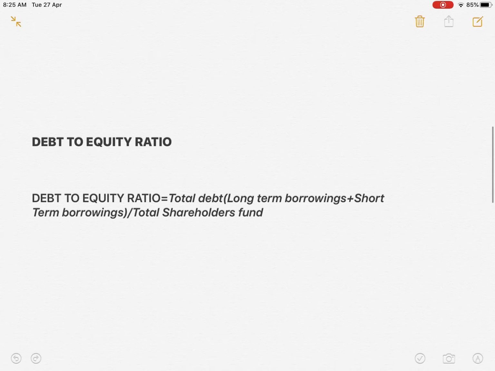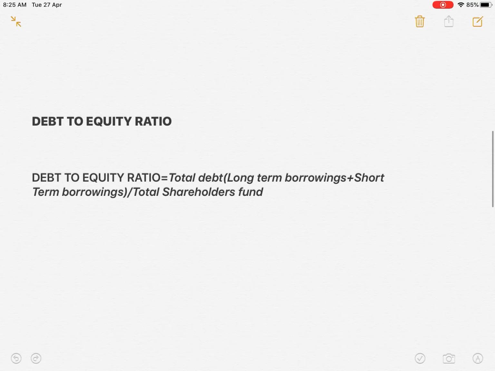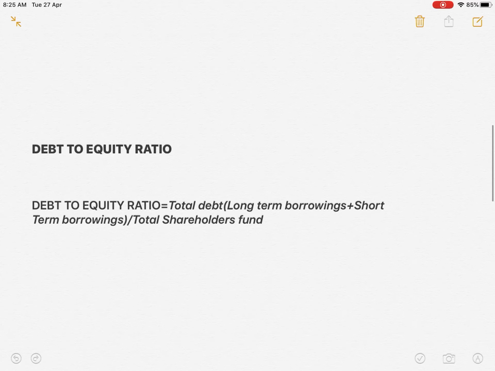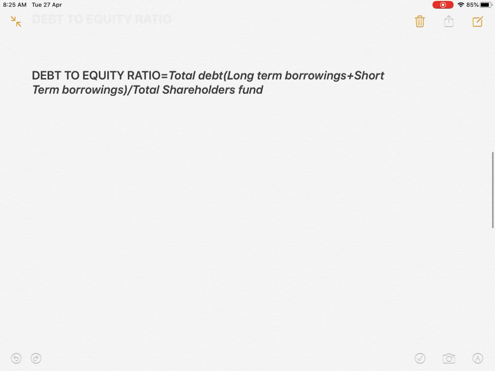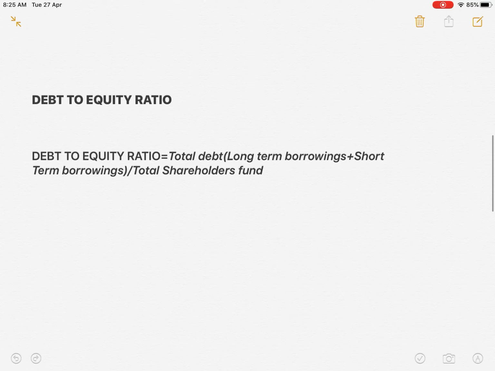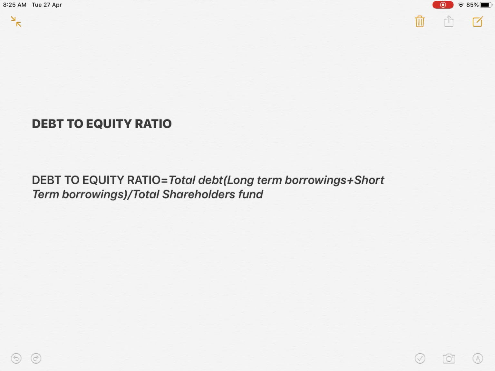It is very simple. We have to calculate total debt, that is long term borrowings plus short term borrowings, divided by total shareholders' fund. And the most important thing is why the debt to equity ratio is important. It is important because it indicates the stability of a company and its ability to raise additional capital to grow. If a company has high debt, there is a high chance that the company can go bankrupt in an insolvency procedure. Okay, let's forget it and concentrate on how to calculate it with a live example.